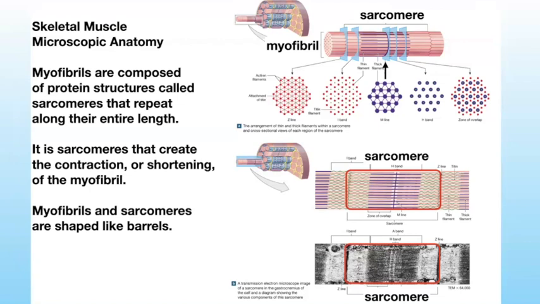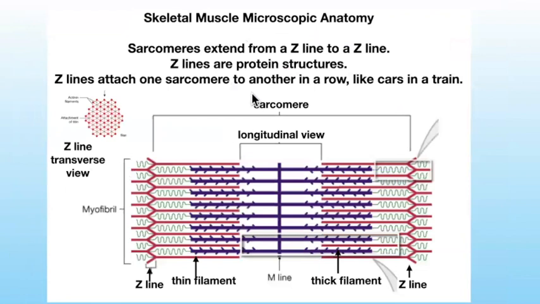Myofibrils and sarcomeres are shaped like long rods. They're not a flat structure.